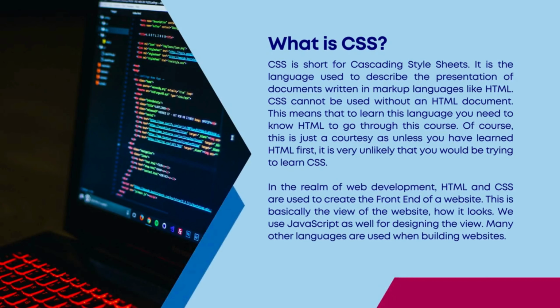What is CSS? CSS is short for cascading style sheets. It is the language used to describe the presentation of documents written in markup languages like HTML. CSS cannot be used without an HTML document. This means that to learn this language you need to know HTML to go through this course. Of course, this is just a courtesy, as unless you have learned HTML first, it is very unlikely that you would be trying to learn CSS.